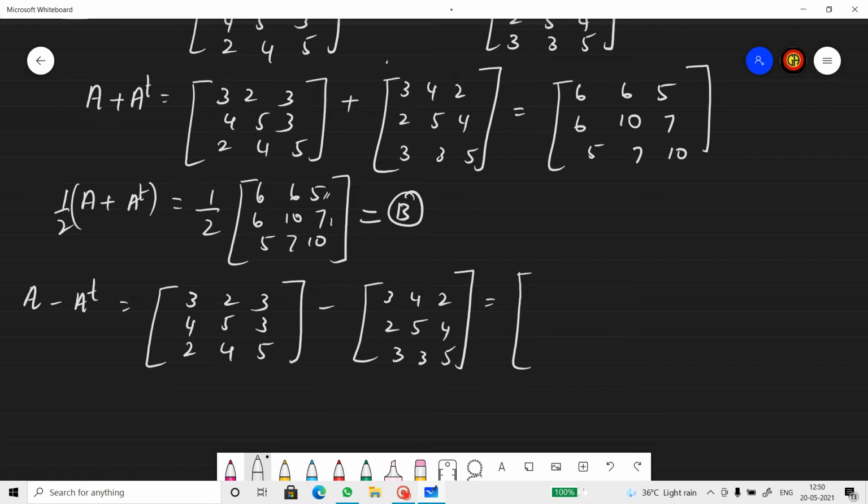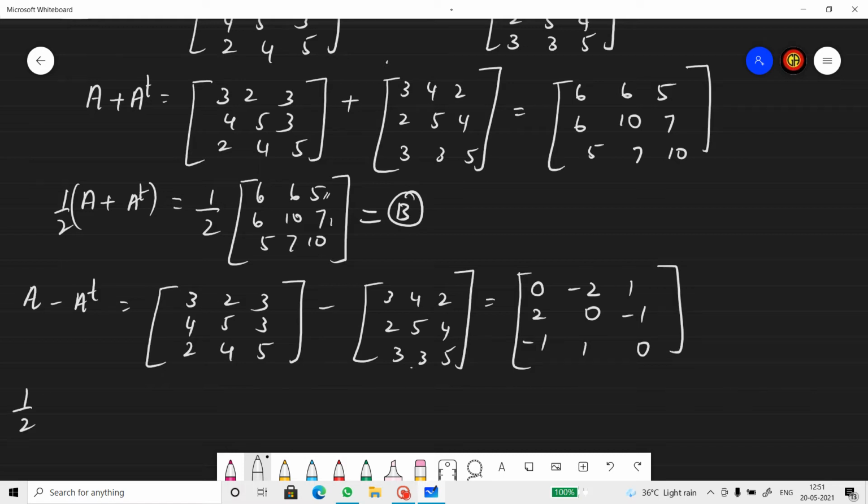Alright. Now 3 minus 3 is 0. 2 minus 4 is minus 2. 3 minus 2 is 1. And then 4 minus 2 is 2. 5 minus 5 is 0. 3 minus 4 is minus 1. 2 minus 3 is minus 1. 4 minus 3 is 1. And 5 minus 5 is 0.